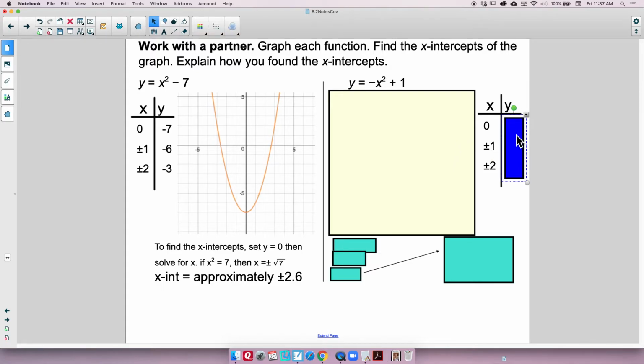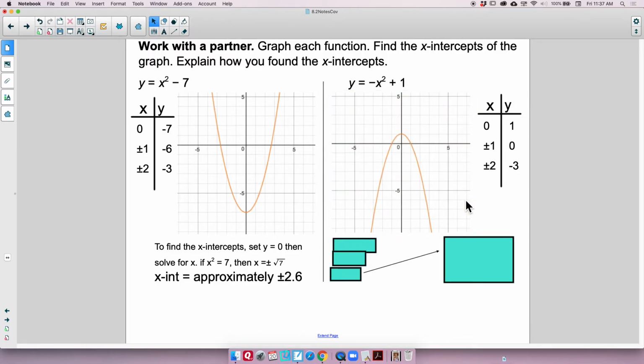Okay, I'm back. Hopefully you got 1, 0, and -3. And then you plotted those 5 points, drew your curve in as best you could. And it should have opened downward and looked like that. So, well, interesting. When y is 0, we know that x is plus or minus 1. Aren't those going to be our x-intercepts?